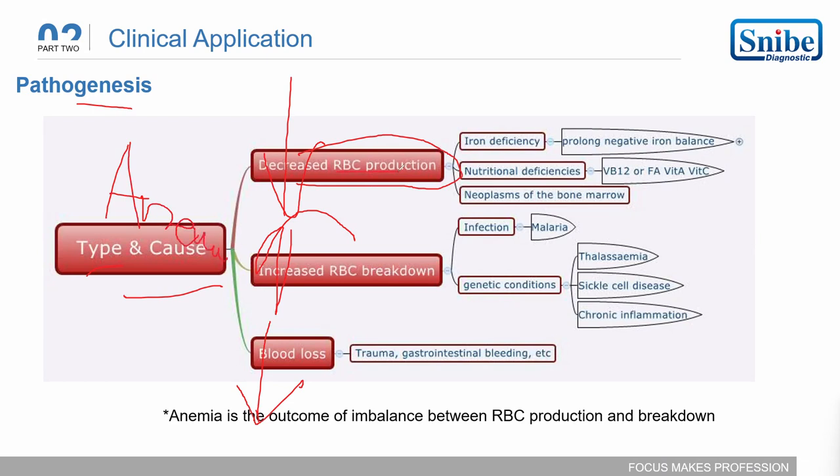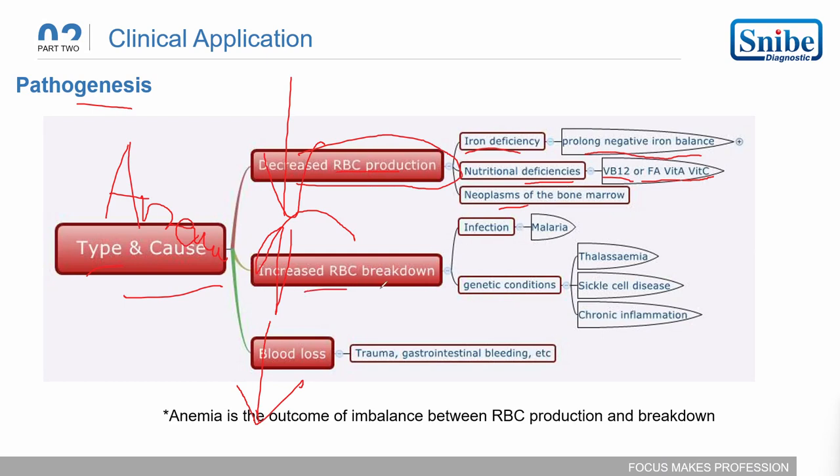If we talk about decreased RBC production, what are the causes? It may be due to iron deficiency, where a prolonged negative iron imbalance occurs. So the RBC production is normal, but the iron is not in the body to bind with the globin to carry the oxygen from the lungs to the different organs. Nutritional deficiencies like vitamin B12, folic acid, and vitamin A and C deficiency may also lead to decreased RBC production. Neoplasm of the bone marrow also impairs the production of RBCs.